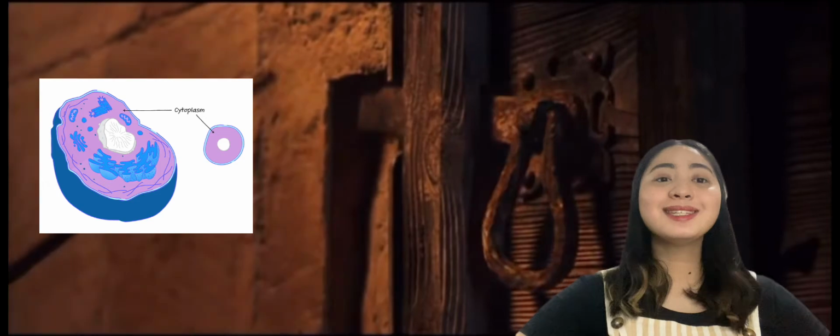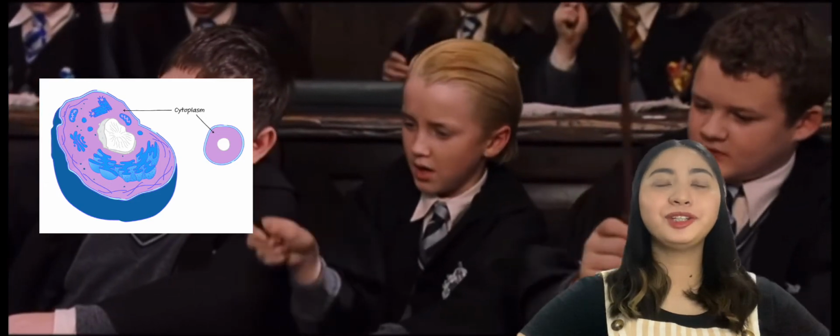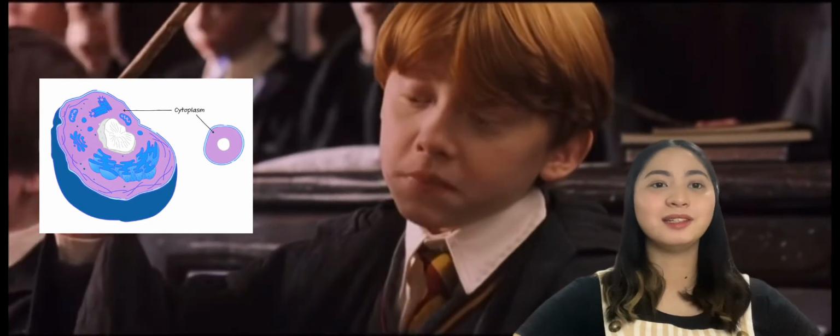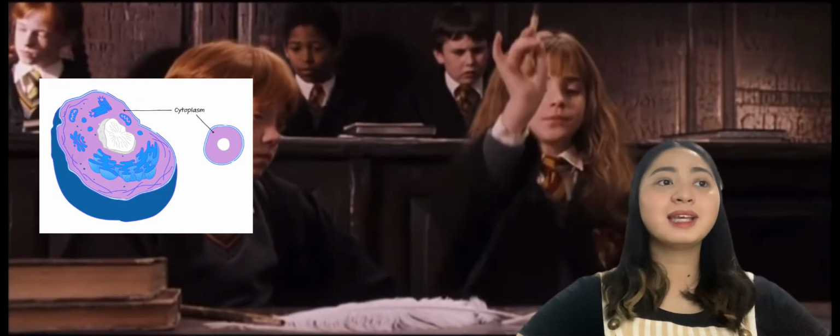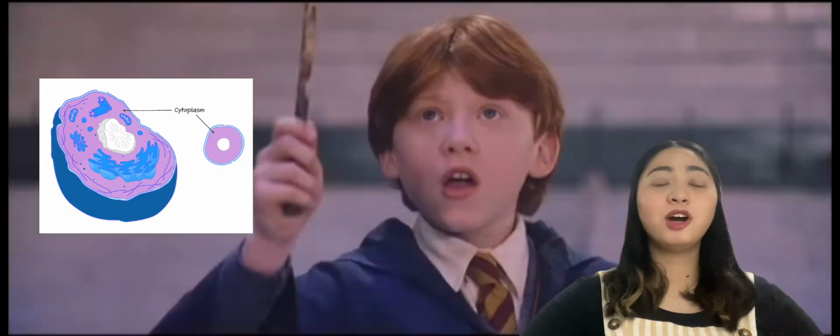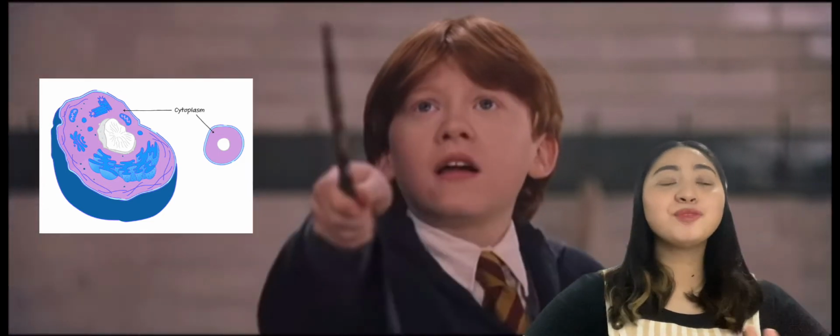Cytoplasm. The cytoplasm provides support to the internal structure and aids in maintaining the cell shape and consistency. The cytoplasm acts like the magic in the school because it's happening everywhere inside of Hogwarts, and it shapes and supports the school.